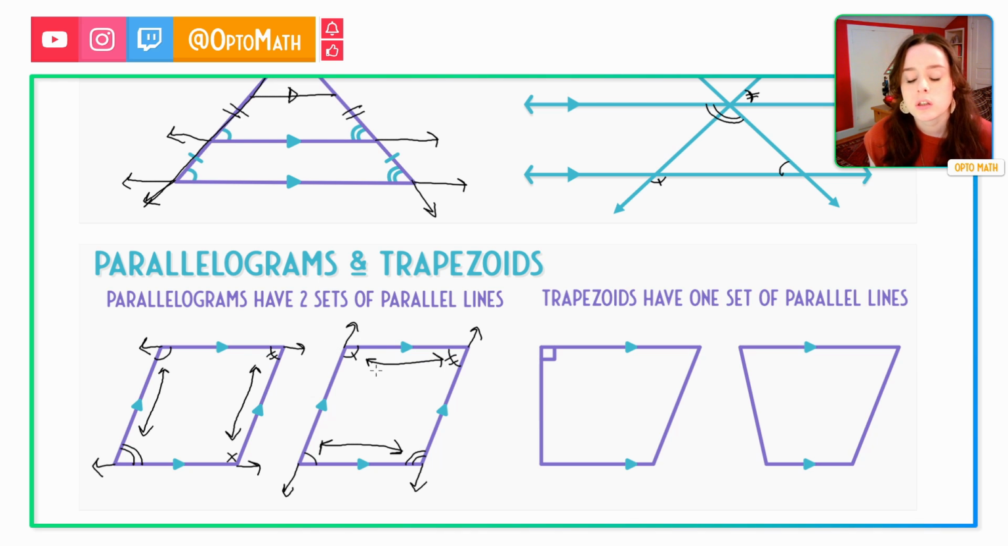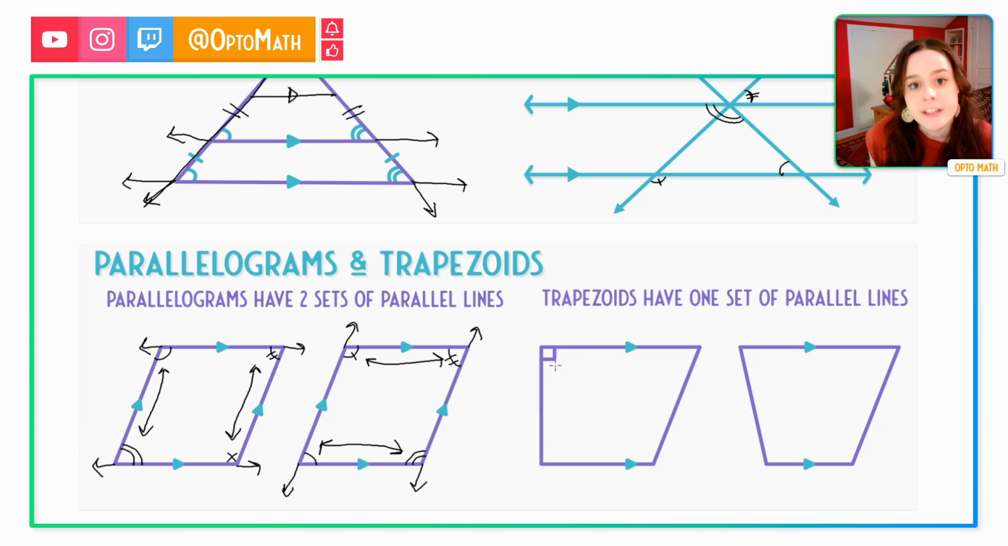You can, of course, look at all the other relationships for parallel lines cut by a transversal, but the most obvious and the most applicable for parallelograms are the same side interior, because those are the interior angles of the parallelogram, so the angles on the inside of the parallelogram. So that's why we're going to look at those. Let's look at our trapezoids.